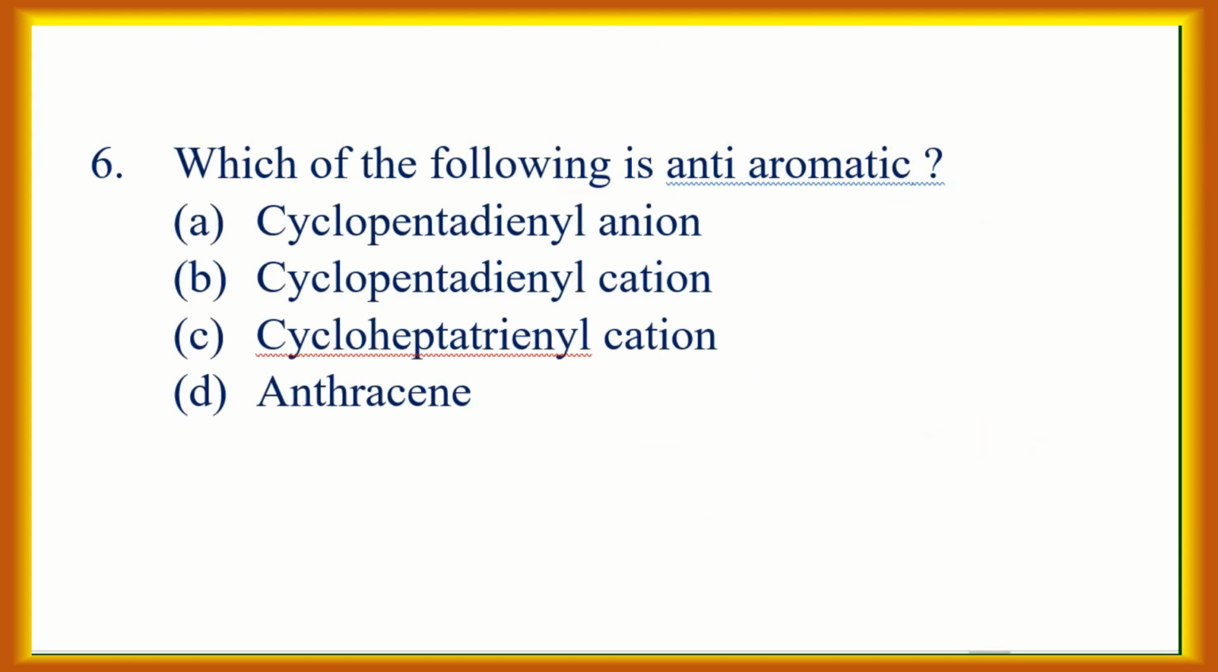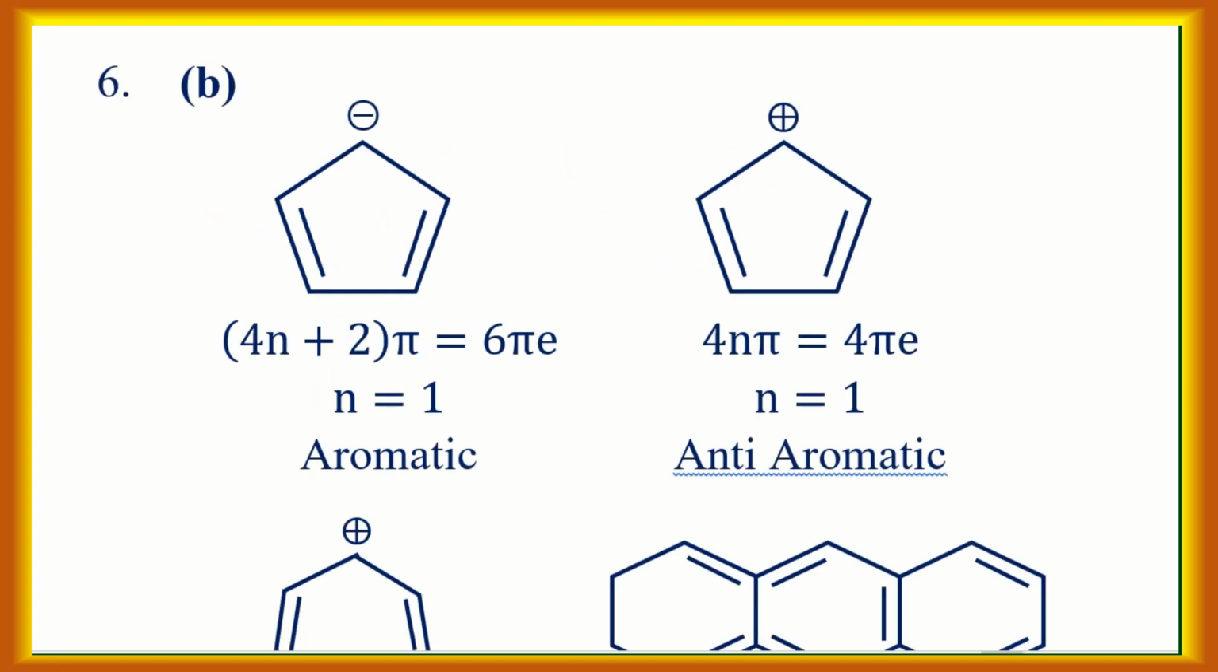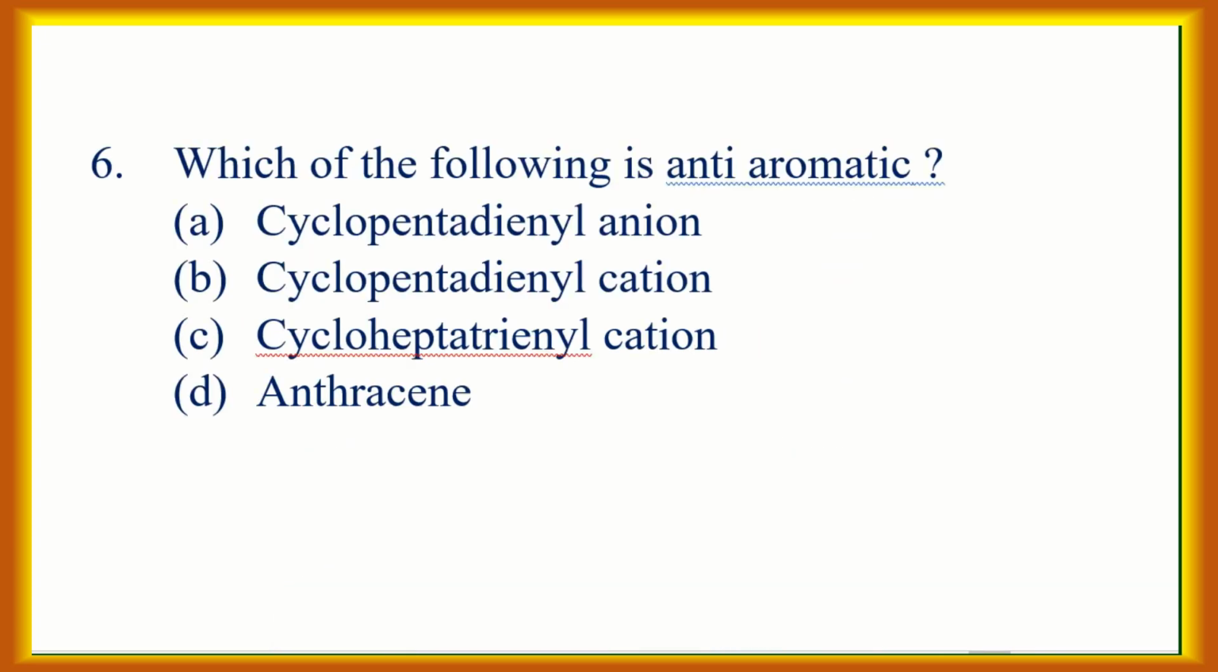Question 6. Which of the following is anti-aromatic? Cyclopentadienyl anion, cyclopentadienyl cation, cycloheptatrienyl cation and anthracene. Now the answer is B. Again, back to the question: B is the cyclopentadienyl cation. Now let me explain it.